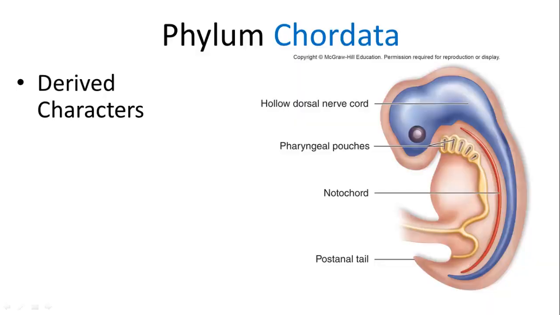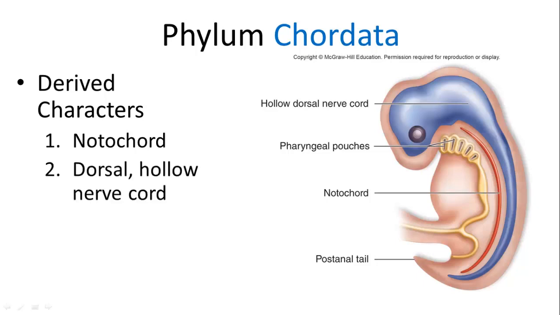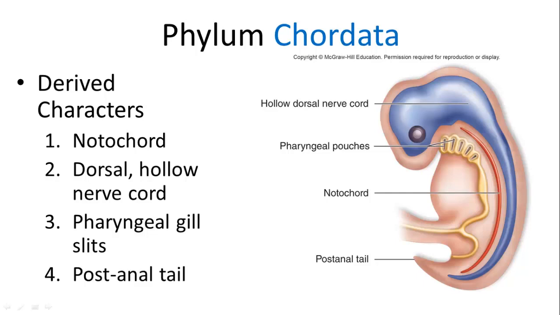The Phylum Chordata, if you remember, has four derived characters: a notochord, which is a stiff supportive structure, and this notochord occurs at some time in the development. For most extant mammals, the notochord is found early in development, much previous to being born. A dorsal hollow nerve cord. Pharyngeal gill slits, which go on to be different structures, just depending on the type of vertebrate, and a post-anal tail.